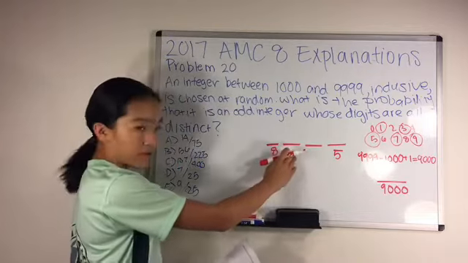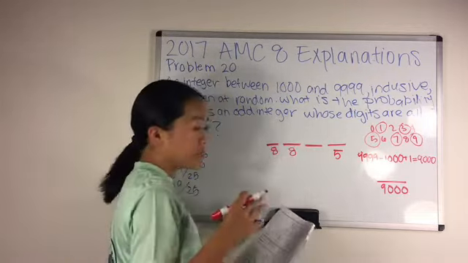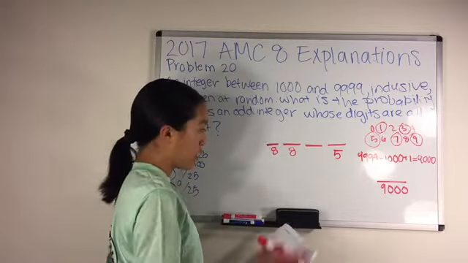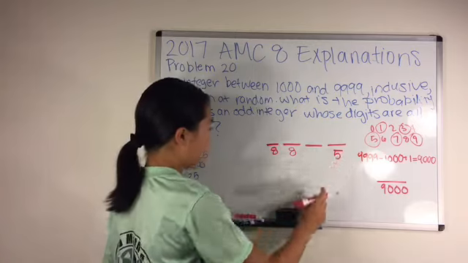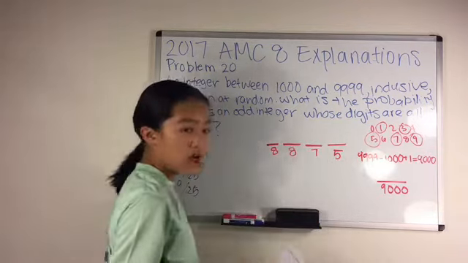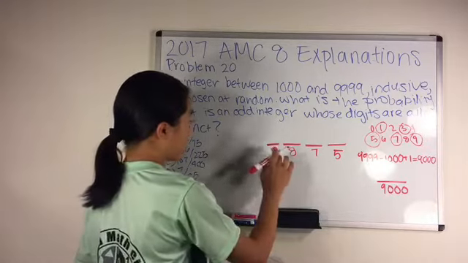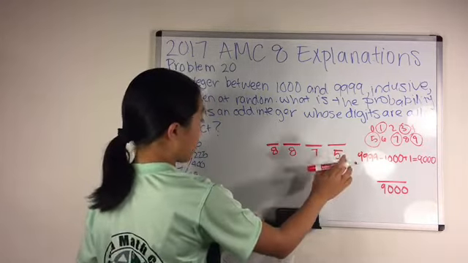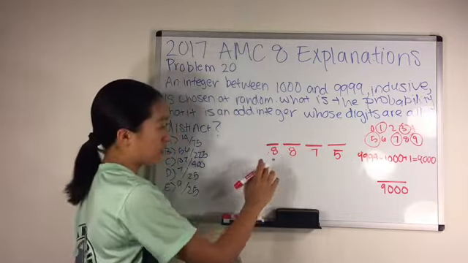Then in the hundreds place, there are also only 8 possibilities because now it can include 0, but it also can include the number in the thousands place and the number in the units digit. And then for the tens place, there are only 7 possibilities because it can include 0, but it can't include the numbers that are already in the units digit, the hundreds place, and the thousands place.